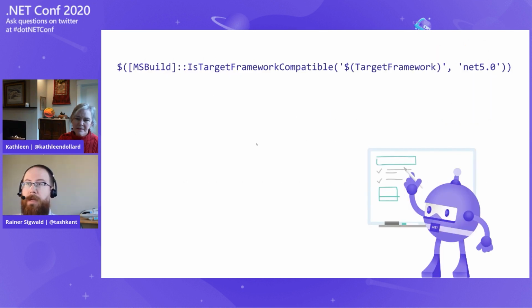I'll go ahead and blow it up here. We now have this function, IsTargetFrameworkCompatible, and you can specify the input as the target framework, for example, of the current project, and then what you want it to be compatible with. So here we're saying, is the current project compatible with .NET 5.0? Okay. It looks like .NET Bot has got a tip for you there.